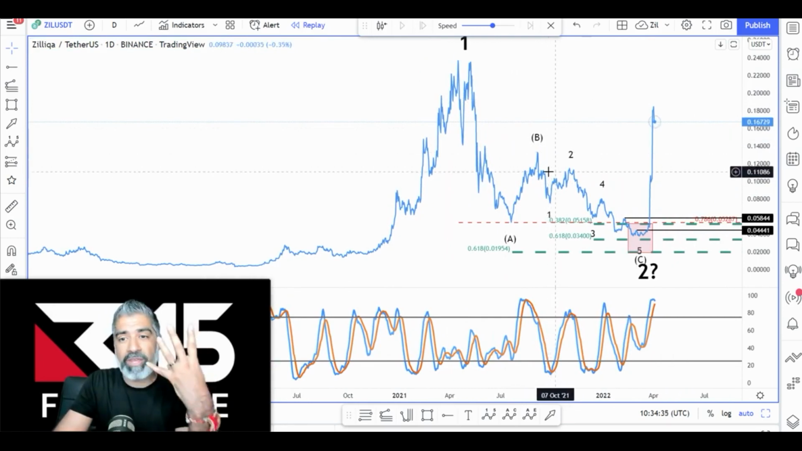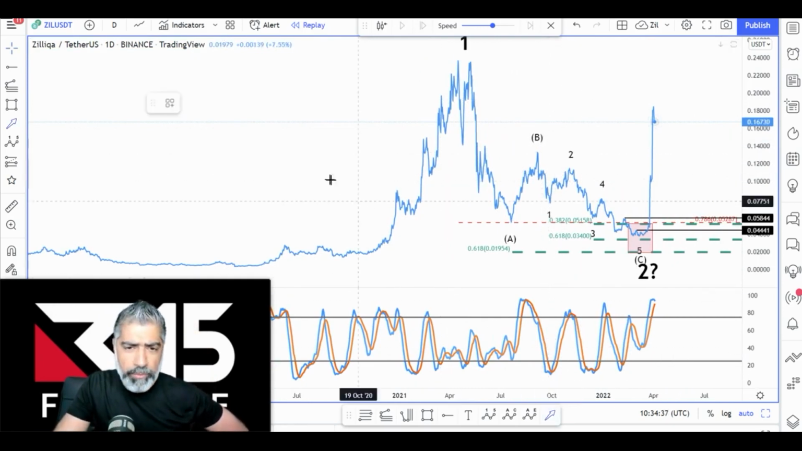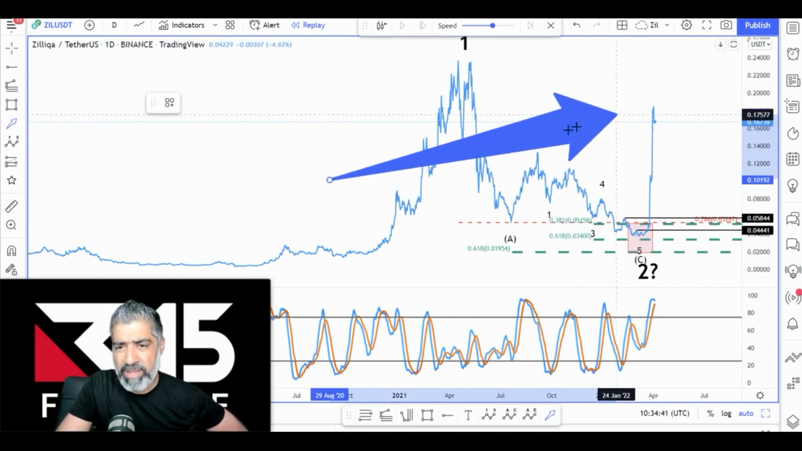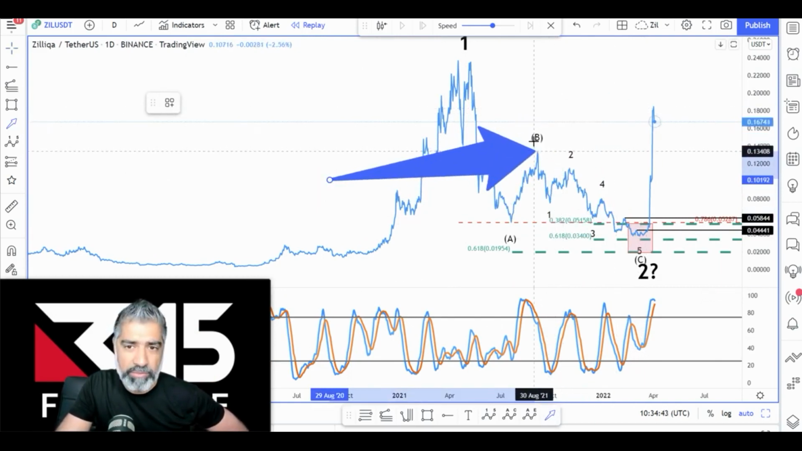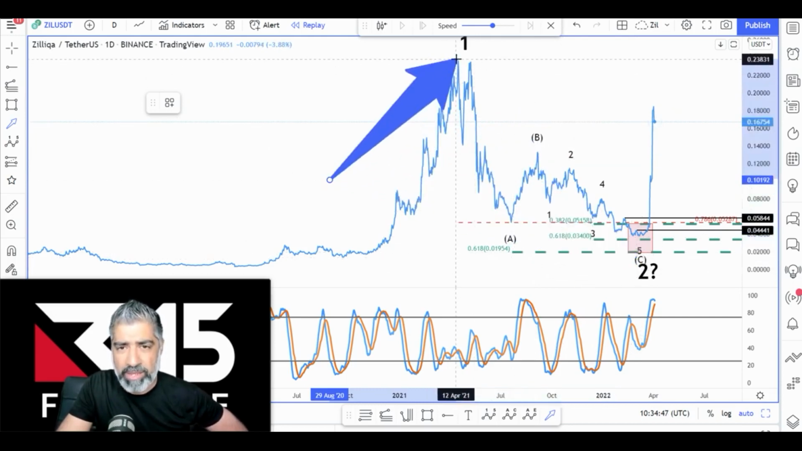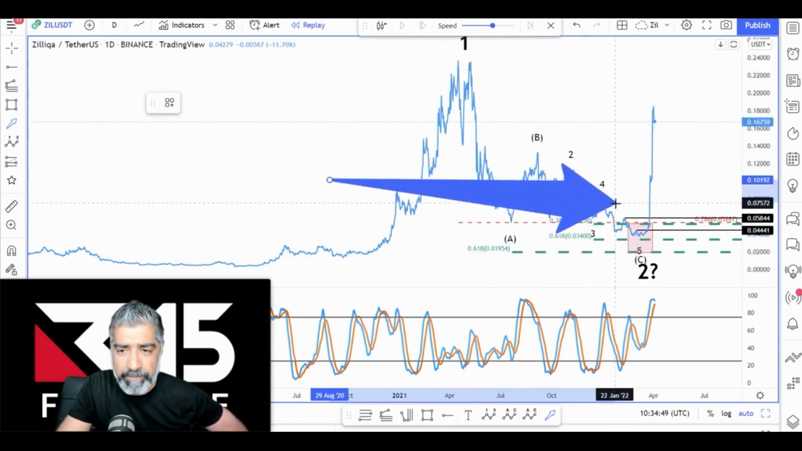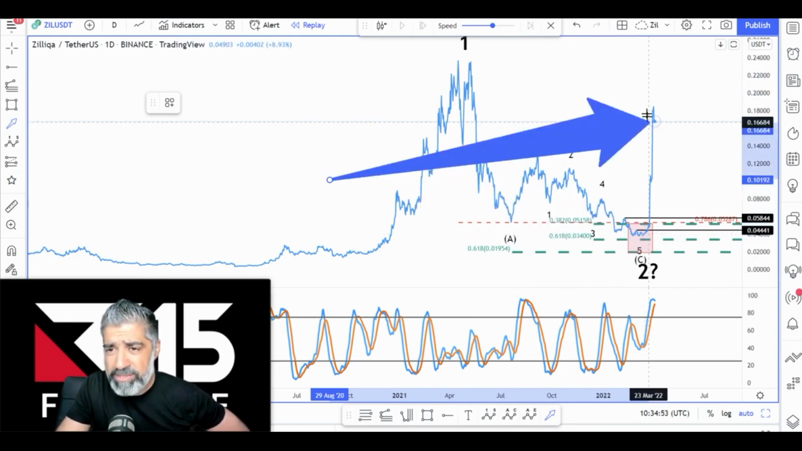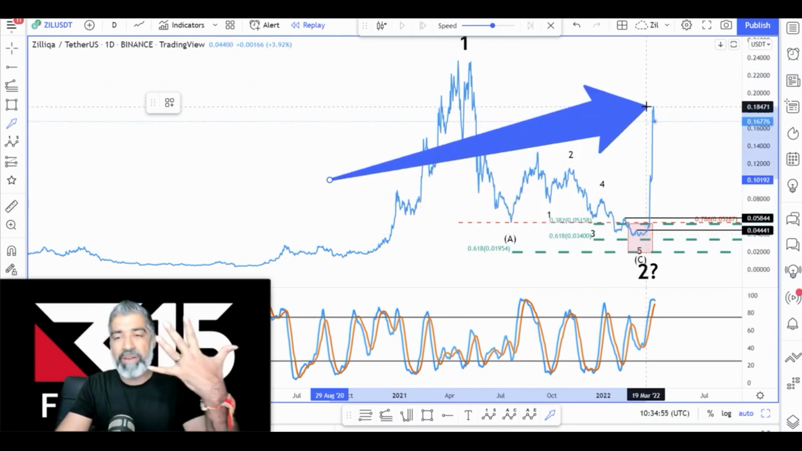Well, that's what we're going to cover in part 4. But first of all, we want to acknowledge that we've got this massive movement to the upside. We've taken out this previous wave B high, which will confirm this low down here. We ideally want to see a movement above this high over here. We've gone from 4 cents to around 20 cents, which is a 500% move.